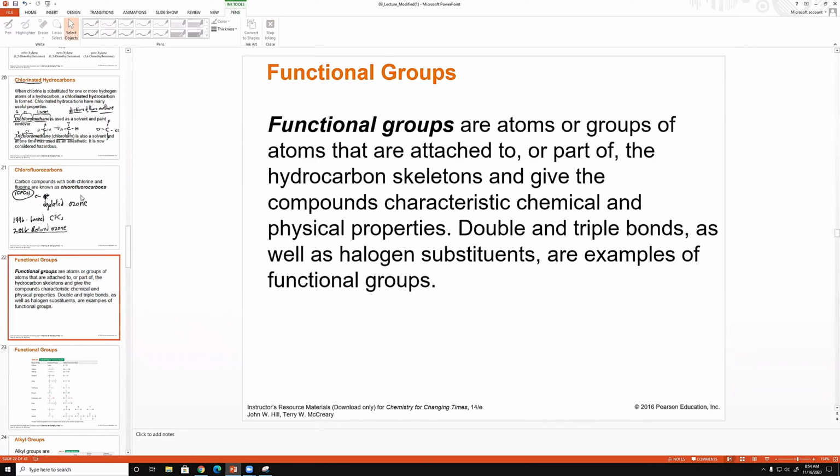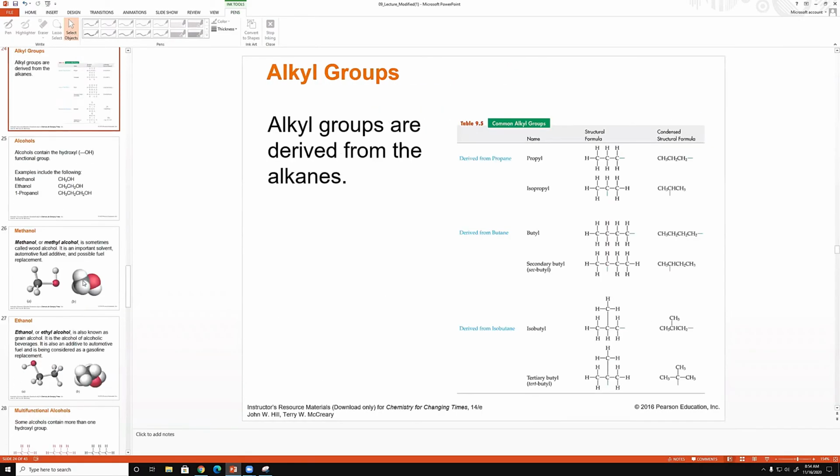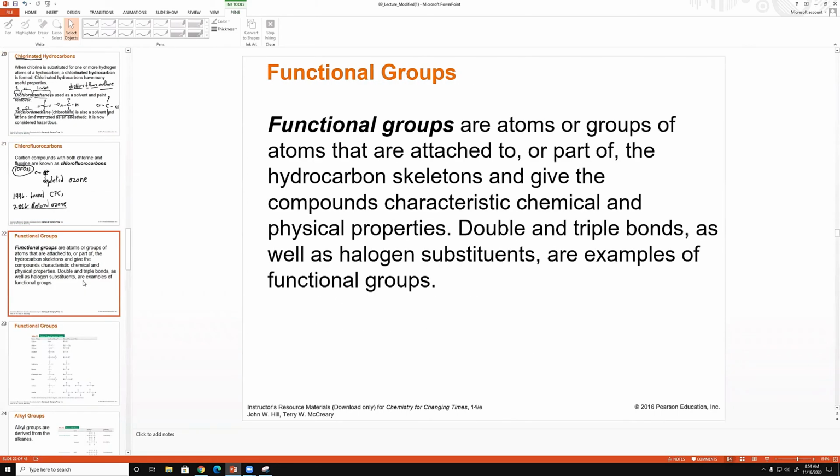So functional groups. Now the last thing we're going to cover, and this really is the remaining half of the chapter, is these things called functional groups. Functional groups are things you're going to have to memorize. They're not too difficult. They're very similar to each other. And there's ways to memorize them. But what they are is atoms or groups of atoms that are attached to a hydrocarbon skeleton, and they give the compound characteristics and properties.